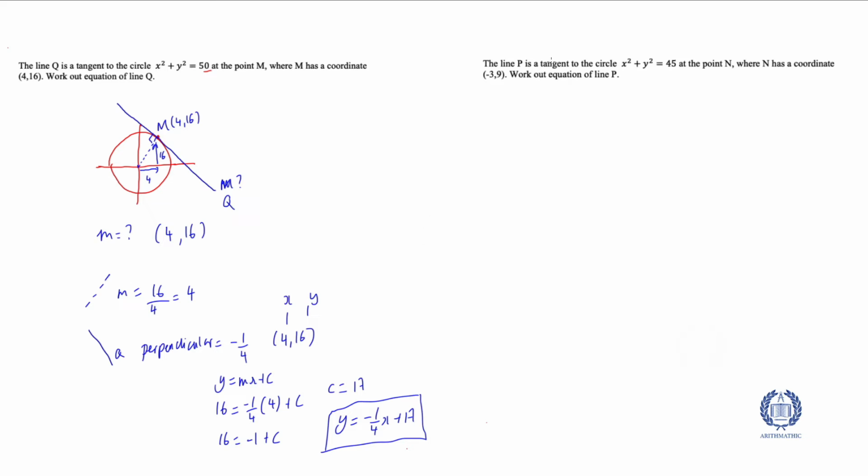So if we look at the second one, the difference now between the second one and the first one, can you guys spot what the difference is, except the radius being 45 and 50? What would that difference be? If you look at it, the coordinates here have changed, right? It's become now minus 3, 9, whereas in the other one it's 4, 16.